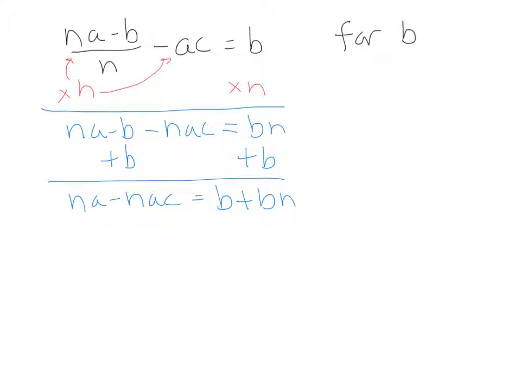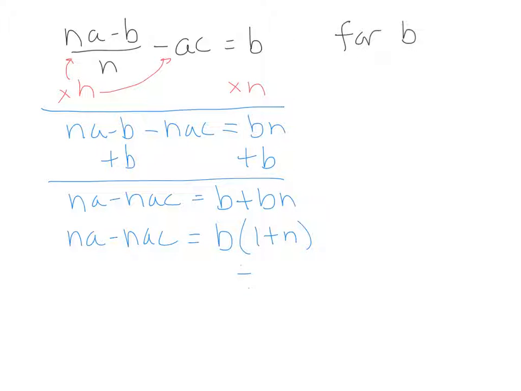So what we need to do now is collect our b's, and if we do that, we're going to get b times 1 plus n. Now, once again, think about distributing that back out. You'd get b times 1, which is b, plus b times n, which is bn. So we've properly collected our b's using the reverse distributive property. Of course, we're using the distributive property, just doing it in the reverse direction that we're used to. So we're collecting our like terms there.